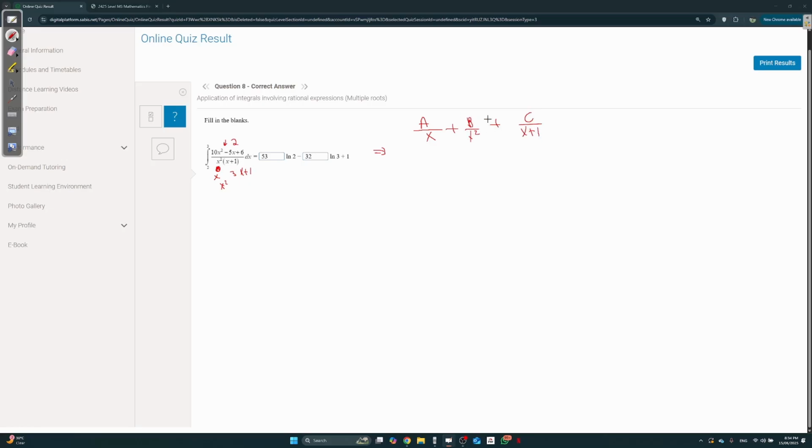Why aren't you doing bx plus c? Like I said before, many times, it's not a quadratic. It's a full term raised to the power of 2. If it was x squared plus 1, then it would have been a quadratic and you'd have to do bx plus c.